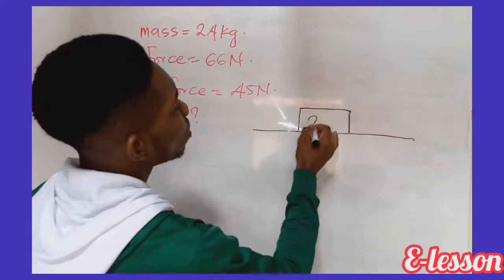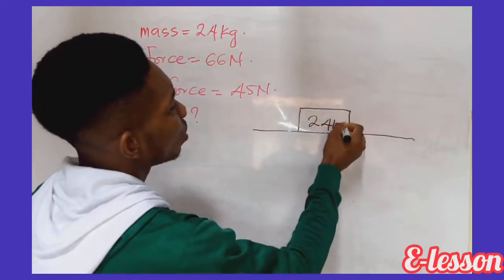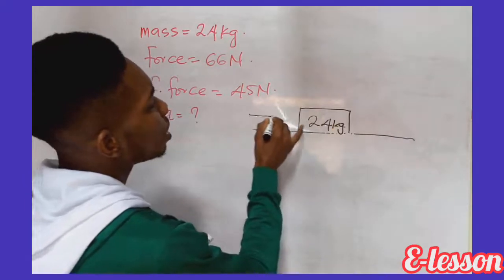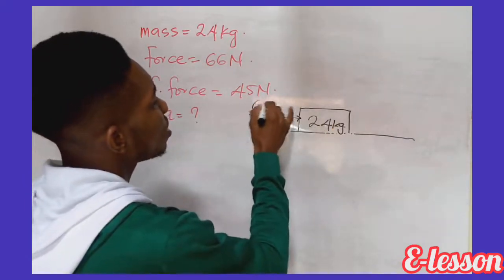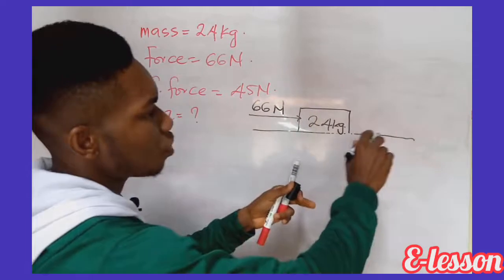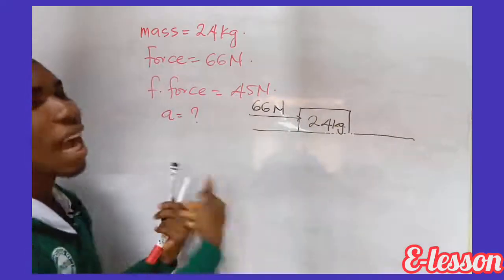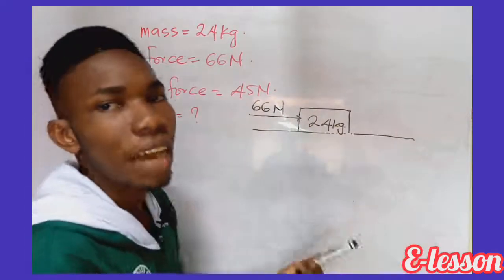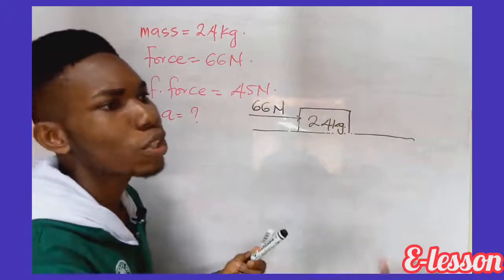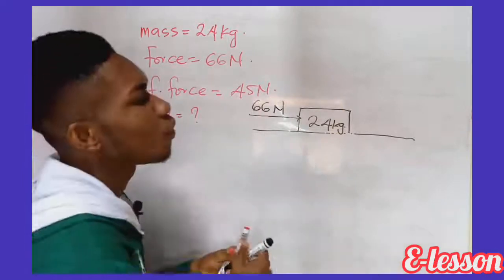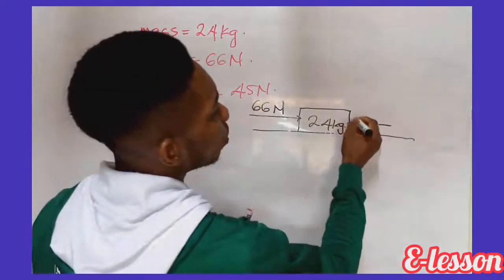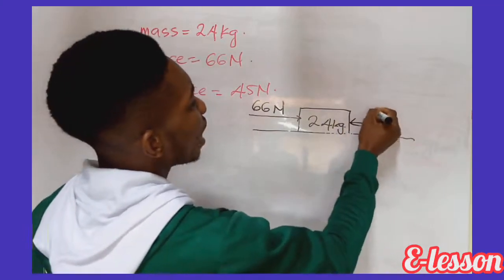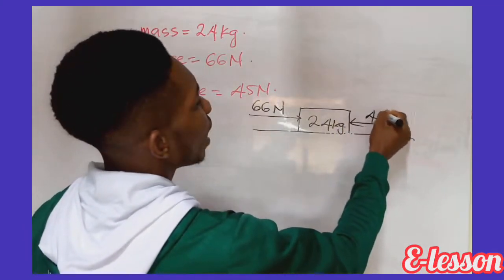Now, the mass of the bus is 24 kg. Now, you are pushing the bus with a force of 66 Newton across. There's a frictional force acting on it in an opposite direction. Now, what is frictional force? Frictional force acts against the normal force. So, therefore, the frictional force is acting in opposite direction, which is 45 Newton.